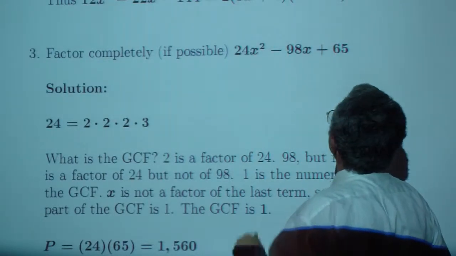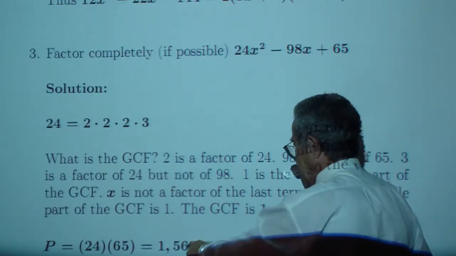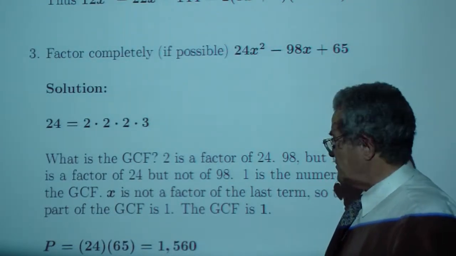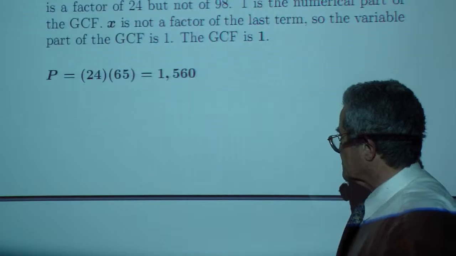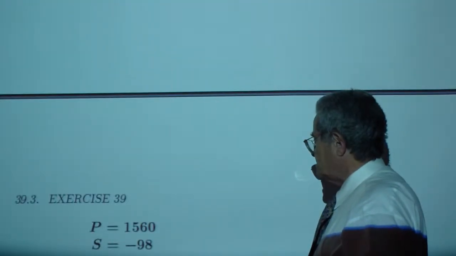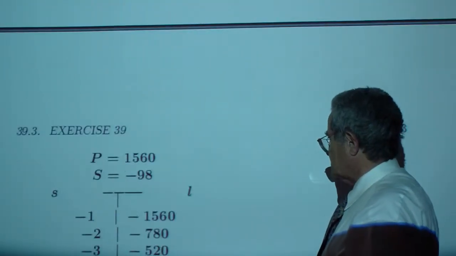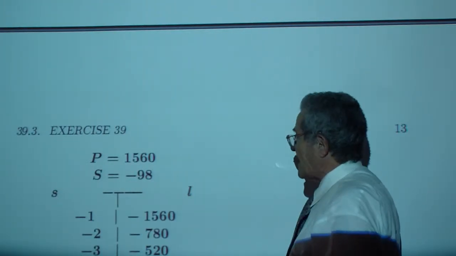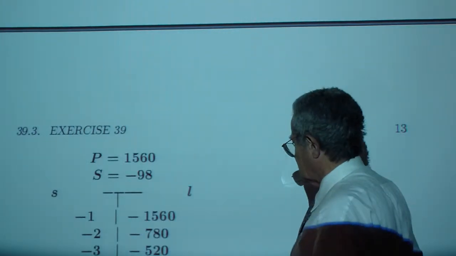So the product is 24 times 65, or 1,560. Ooh, those are large numbers. And the sum is -98. Well, we'll just play along. We have a calculator. It's not so difficult.